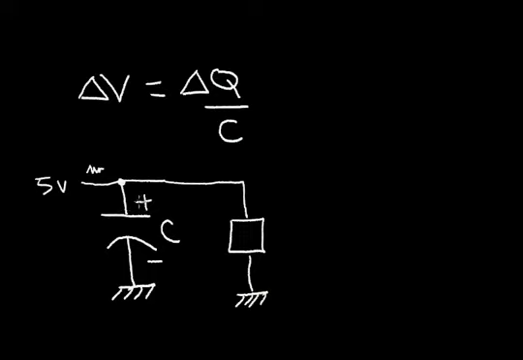And the plus side of the capacitor must connect to the high voltage side, in this case the 5 volts. If you reverse the polarity on the capacitor, it could destroy the capacitor, and it's not a good thing to do. So let's examine another thing we can do with a capacitor.